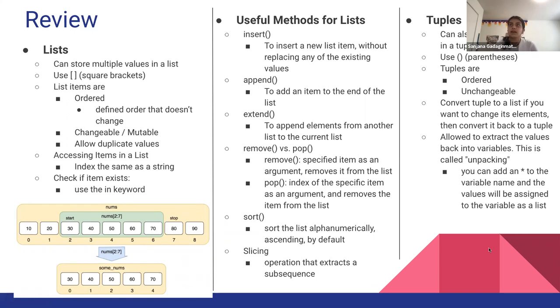Okay. And then lastly, we did tuples. And tuples, they store multiple values just like a string, but you use round brackets. And the thing about tuples is that they're ordered, but they're unchangeable. So you cannot change them at all. The one way that you can change them is if you convert it to a list to change its elements, and then you can convert it back to a tuple. You're allowed to extract the values into variables, and that's called unpacking. And if you want, let's say, a list from the tuple, then you can use an asterisk, and you can add that to the variable name, and then it'll assign it to a list, like a sub list inside the tuple.